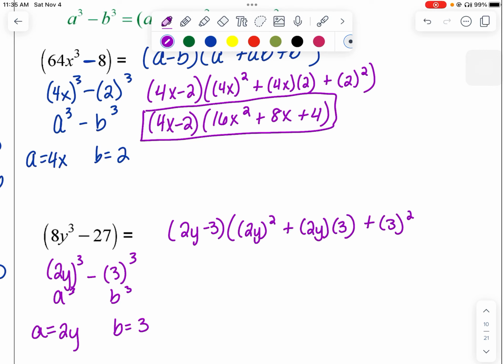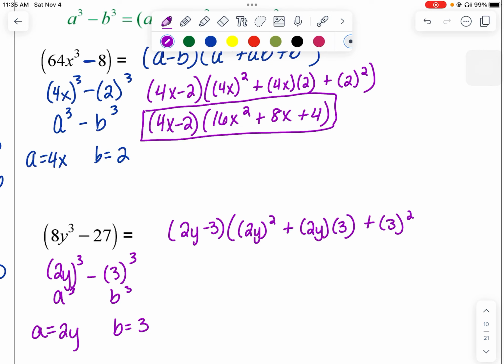So you get 2y minus 3. 2y squared is going to be 2y times 2y, which is going to give you 4y squared. 2y times 3 is 6y, plus 3 squared, which is 9. And that is your final answer there.